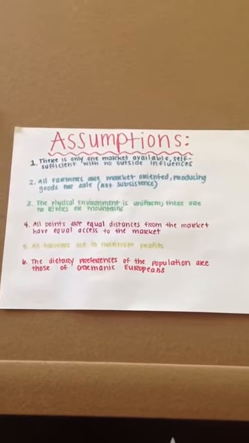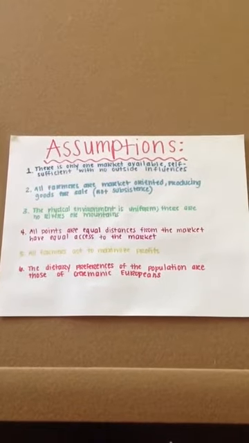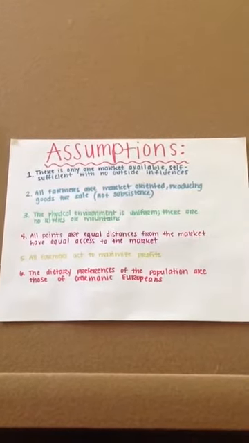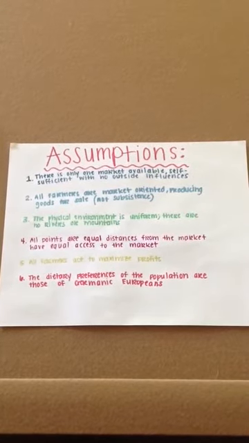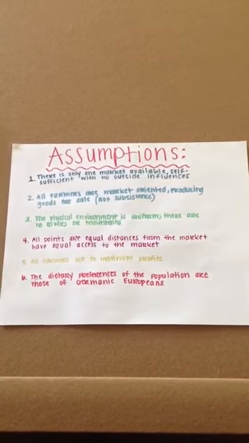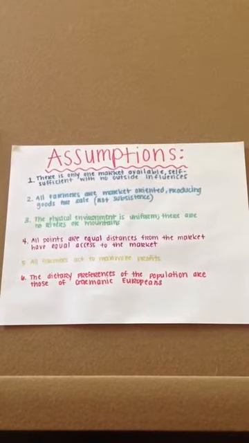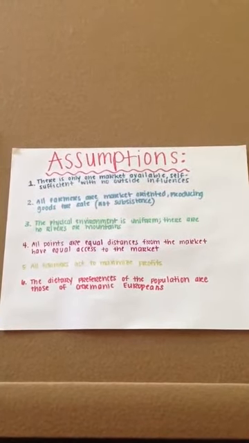There are 6 assumptions for the von Thünen model. 1, that there is only one market available and it is self-sufficient with no outside influences. 2nd is that all farmers are market-oriented and they produce goods for sale, not subsistence. The 3rd is that the physical environment is uniform and there are no rivers or mountains.